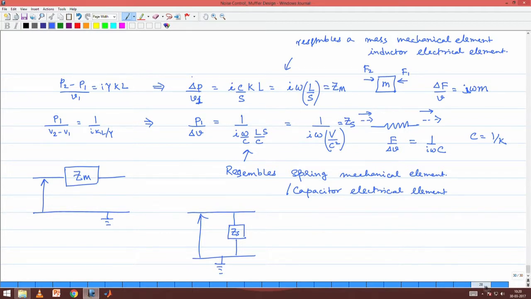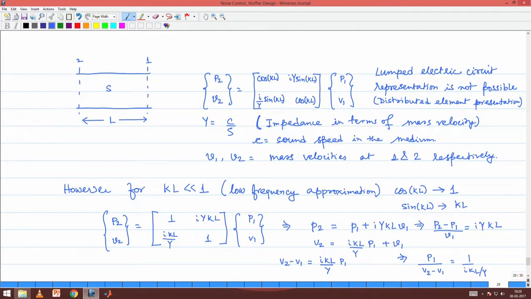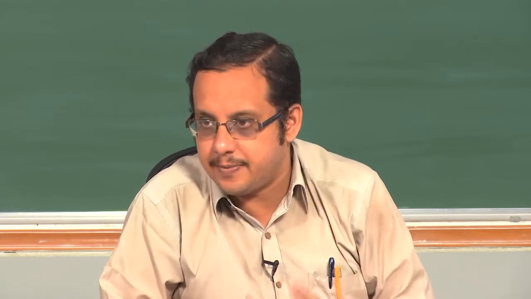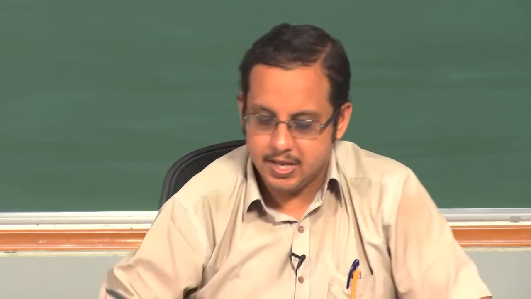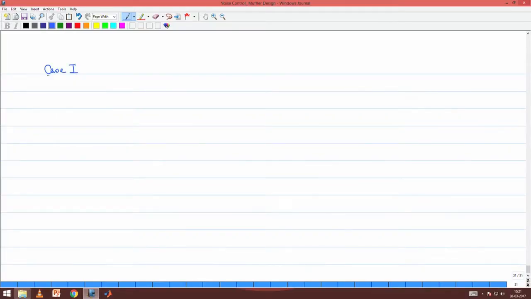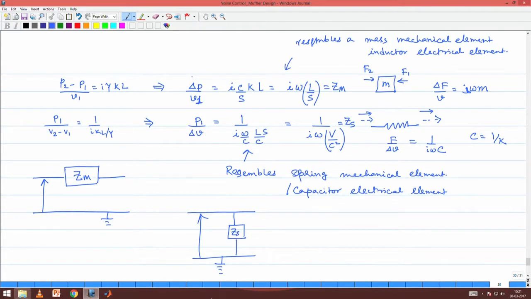So, what we are seeing is that the two equations of the two transfer matrices are presenting themselves in two different forms. One is giving an inductor, the other is giving a situation which resembles that of a capacitor or a spring element. Now, we will consider two special cases. Case 1, S is large, S meaning the cross sectional area. So, if the cross sectional area is large, what happens to Zm and Zs?